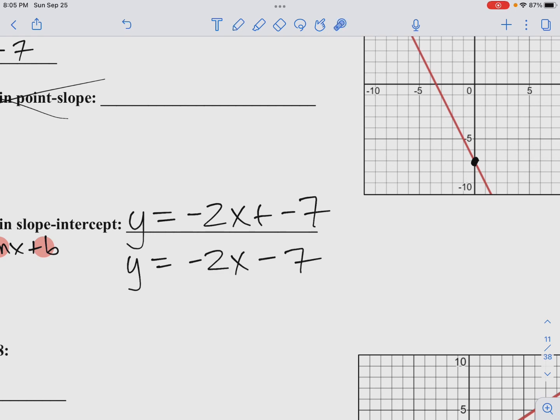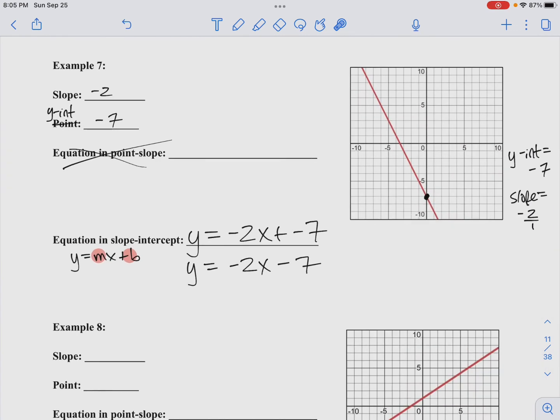Either way, this just tells you to start on negative 7, which is right here. And this negative 2, you could write it as negative 2 over 1 if you wanted to. But that is how you write the equation in slope-intercept form, okay?